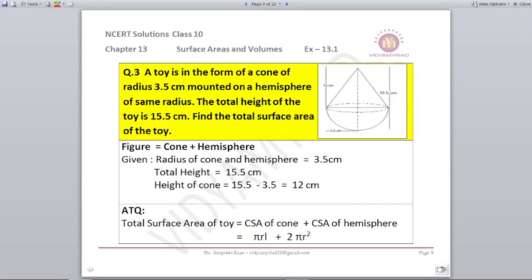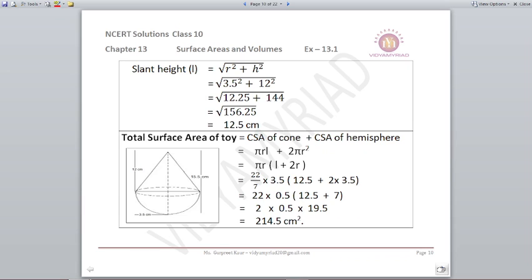that comes out to be 12 centimeters. Now we need to find out the TSA of the toy. That TSA of the toy will be the curved surface area of the cone plus the curved surface area of the hemisphere. So cone surface area is pi RL and curved surface area of hemisphere is 2 pi R square. Now according to the question, we don't have L. So we will find out first the slant height, that is square root of R square plus H square. We have all the information with us. It comes out to be 12.5 centimeters, that is L.